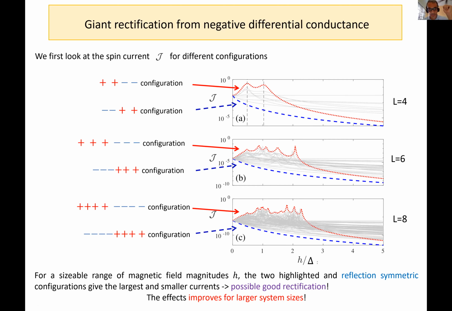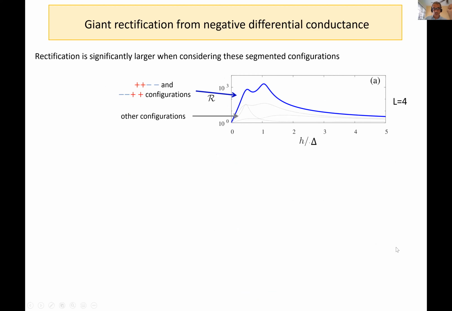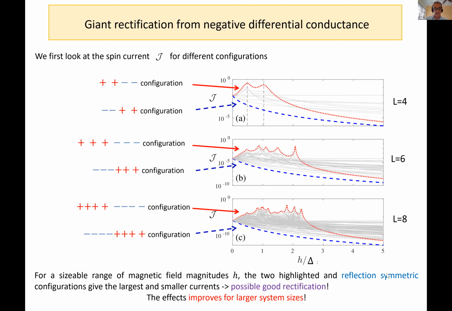Okay, so we did the same for 6 spins and 8 spins, and we did observe something very consistent: for large portions of the values of H and delta, these two configurations corresponded to the configurations with the largest current and the smallest current. And so we expect a very strong rectification. And if we look at the ratio of the currents, this can be extremely large. Actually, the effect improves as you increase the system size.